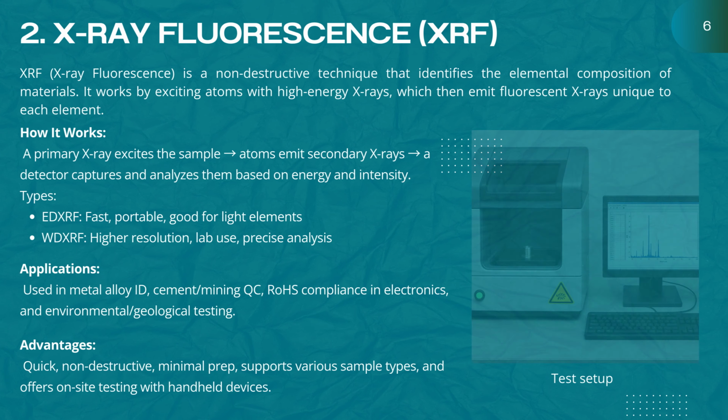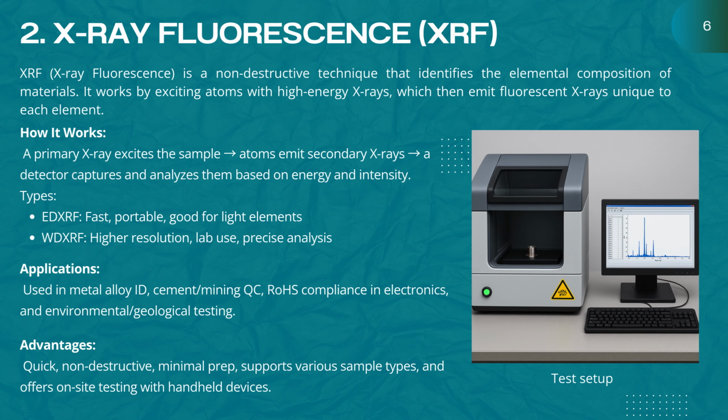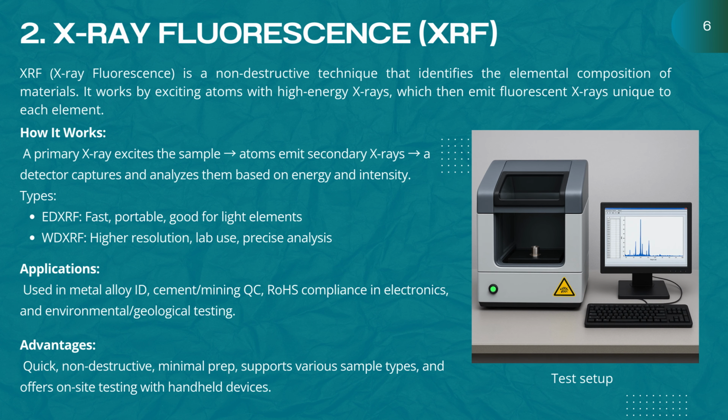This one's about XRF, X-ray fluorescence. It's a super handy, non-destructive way to check what elements are present in a material. Basically, it uses X-rays to excite atoms in the sample. Those atoms then give off their own X-rays, which are unique to each element, and that's how we identify them.